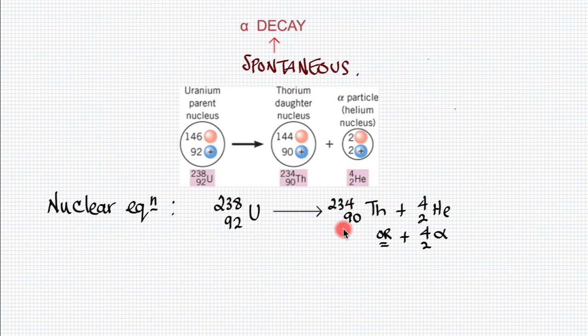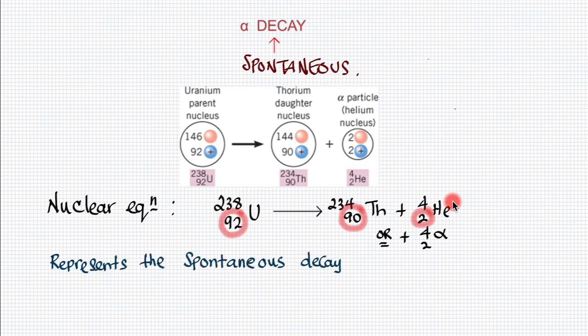Now, the daughter has 4 fewer nucleons, because obviously there are 4 nucleons in a helium nucleus, 2 protons and 2 neutrons. Now we can write the alpha particle as helium-4 (4,2 He), or we can write it as alpha-4 (4,2 alpha).